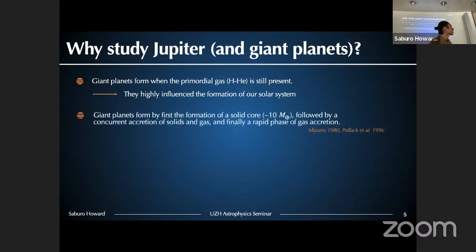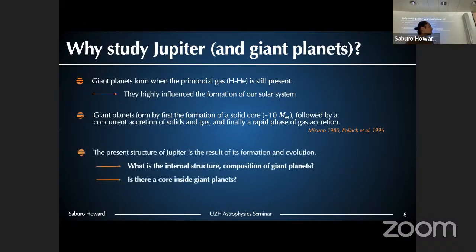About formation, the standard theory tells that giant planets form by first accreting solids and forming a core. This is then followed by a simultaneous accretion of solids and gas. And finally, there's a rapid phase of gas accretion. So it's very important to study the present day structure of Jupiter because it's the direct result of its formation and evolution. And these are some key questions that our community tries to bring answers to.